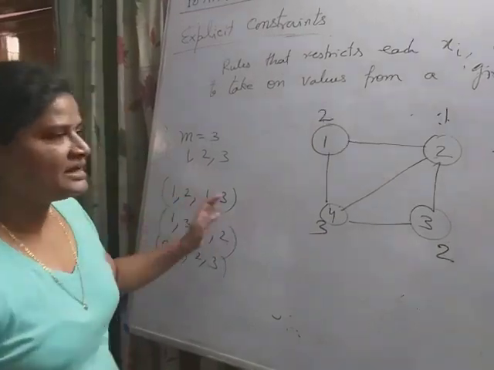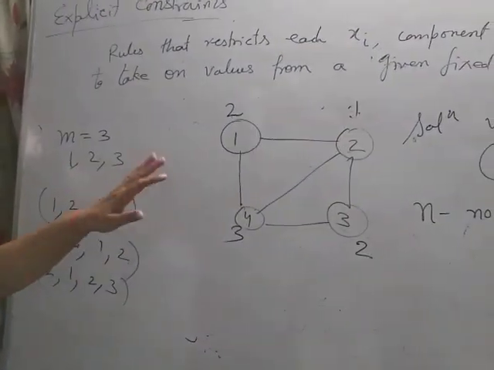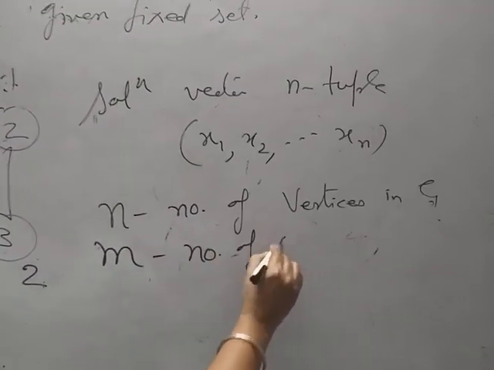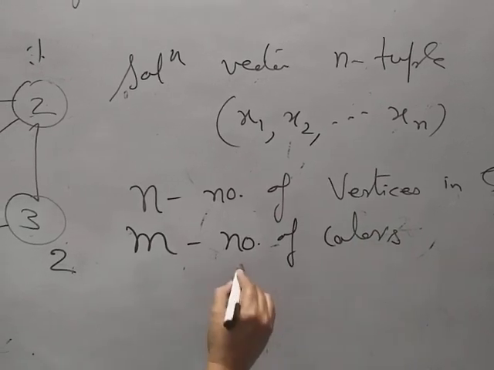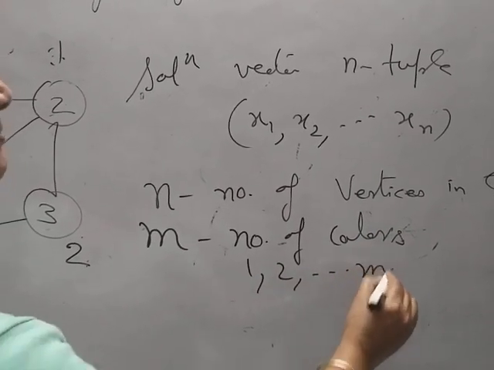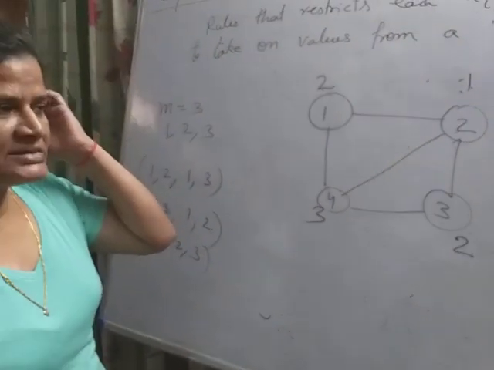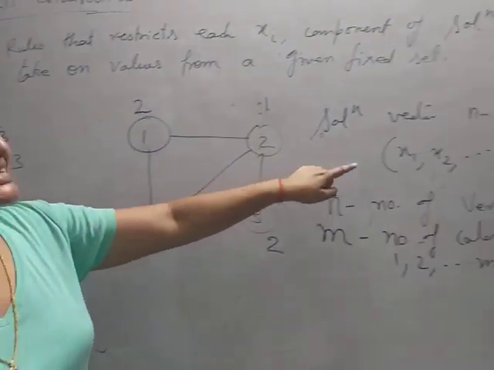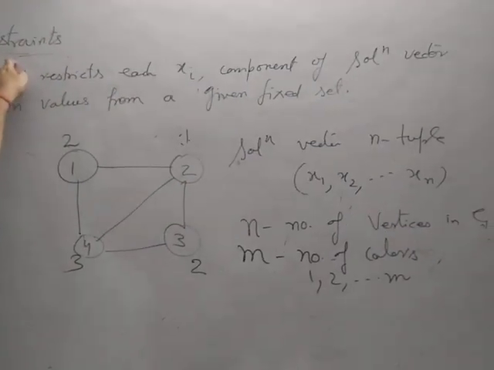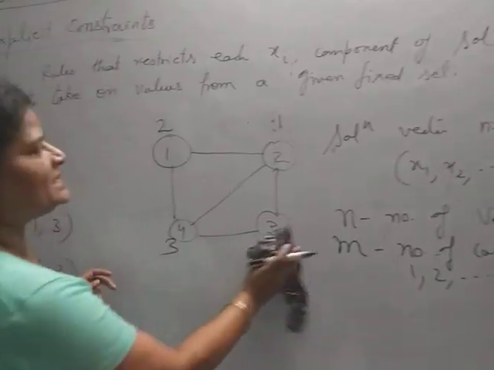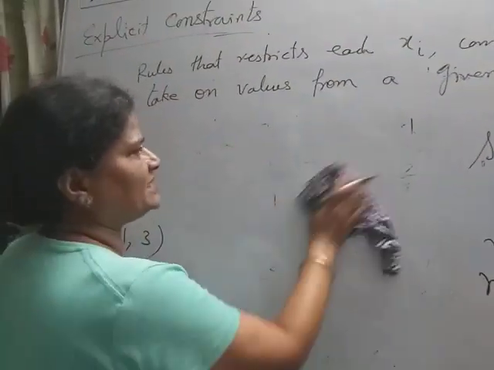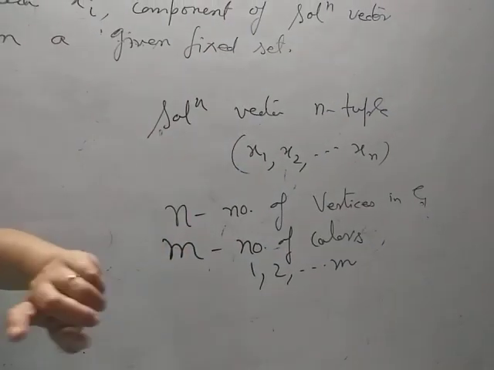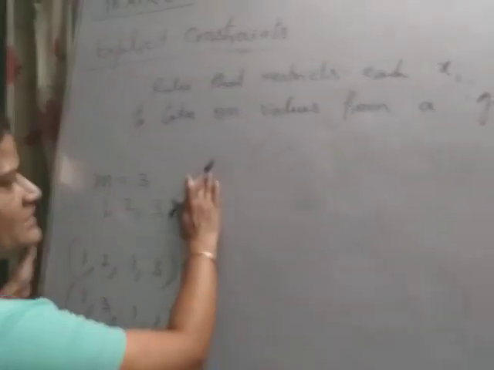Now see, if there are m colors, m is the number of colors, and we number them 1, 2, so on m. So there are m colors and n vertices, and the solution vector is expressed. Here the explicit constraint is that each xi can take values from 1 to m, because each xi is nothing but the color of the ith vertex.